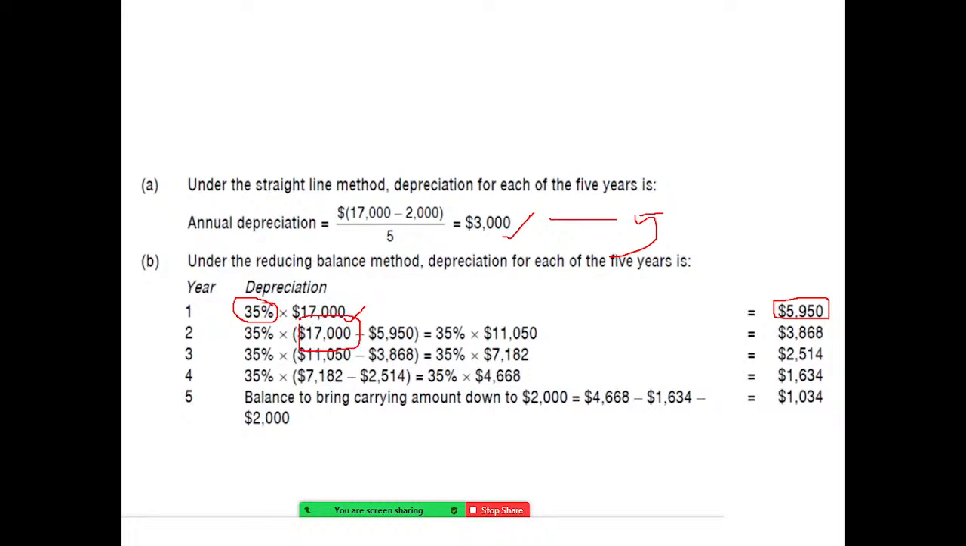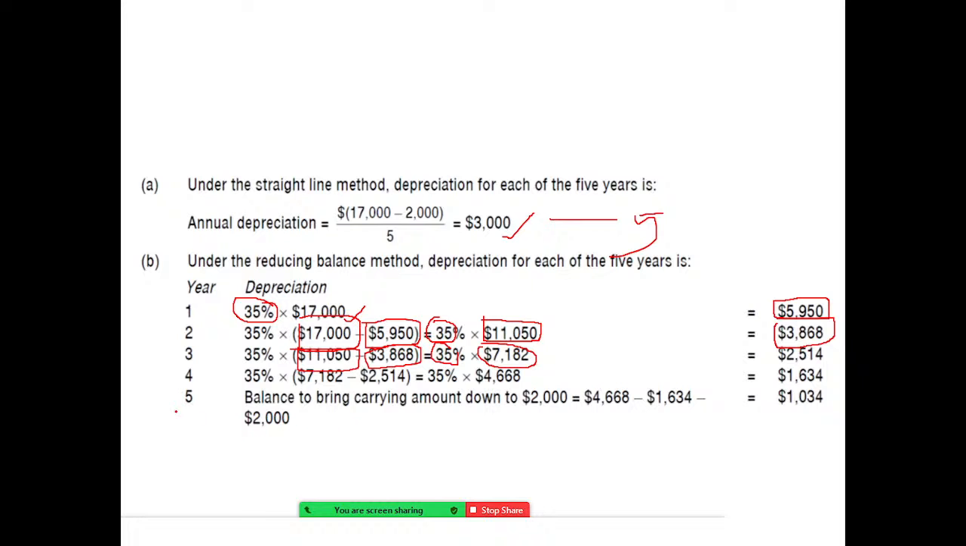Then for the second year we take the cost minus the previous period accumulated depreciation, not cumulative, right? Accumulated depreciation, then we take 35%, that is equal to 3,868. Then again the previous period carrying amount should be taken, and the previous year depreciation should be deducted, and we have to calculate the depreciation at 35% reducing balance.